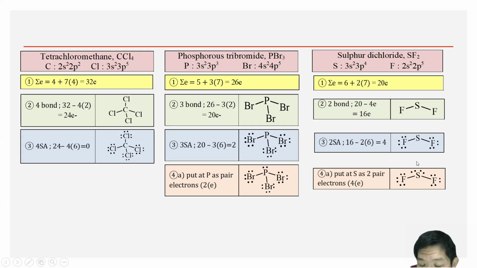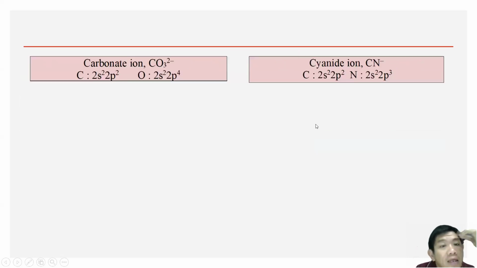So you have SF2 looking like this, sorry, SF2, right? So that is how we are going to draw sulfur difluoride here. Okay, so far all these examples are for neutral charge. So we are going to have the next example, which is molecular ions. So let's say carbonate.